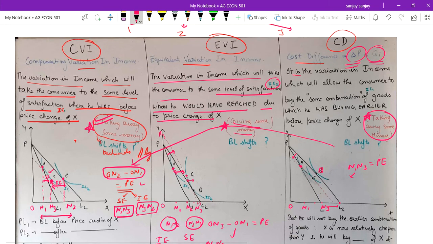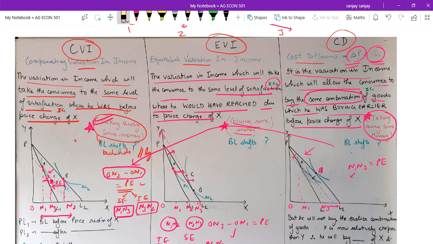Now let's see the definition. It is a variation in income which will allow the consumer to buy the same combination. That's why we are crossing here. Okay, earlier he was buying this much of combination. This combination. Now we'll be reducing the income by that much amount, which will allow the consumer to buy the same exact same combination. That means we have to take him back to A only. Same combination of goods which he was buying earlier before the price change of X. Okay. We're taking some money here. That's why the budget line is moving backwards. It will move backward until it crosses point A.